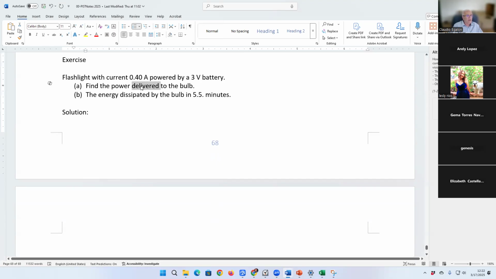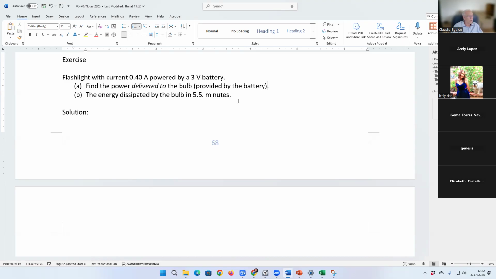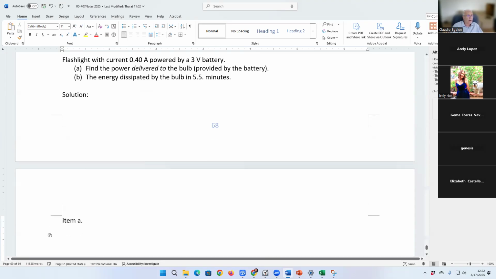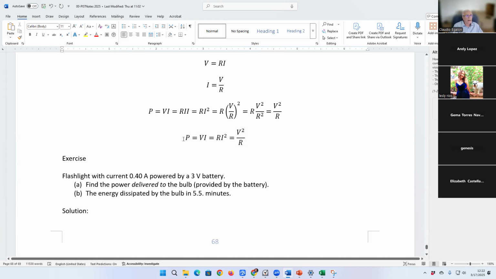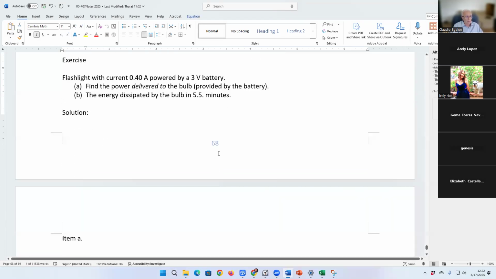Find the power delivered to the bulb. Delivered to the bulb means, what does it mean? Power provided by the battery. That's what it means. So, item A. P equals VI.